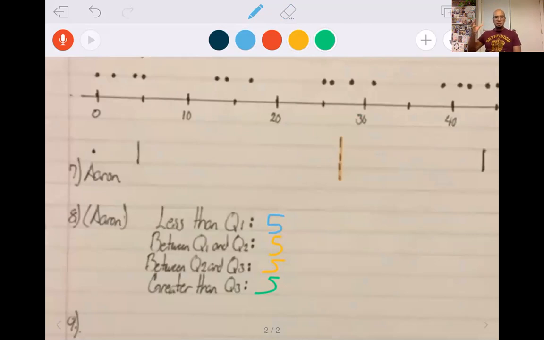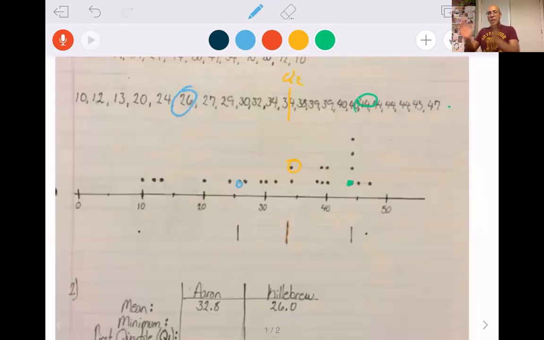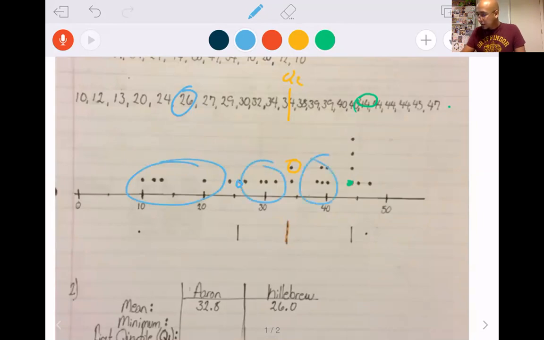So number 9, what do you notice about the number of dots in each of these intervals? Well, we notice that they're all the same. There's the exact same number of dots in each of the intervals. And that makes perfect sense, ladies and gentlemen, because each interval is a quartile. So each of those sections is gonna contain 25% or about a fourth of all the points. So you expect each of these sections to have the same number of points. In other words, no matter how they're spaced out, they are the same number of points right here, right here, right here, and right here.